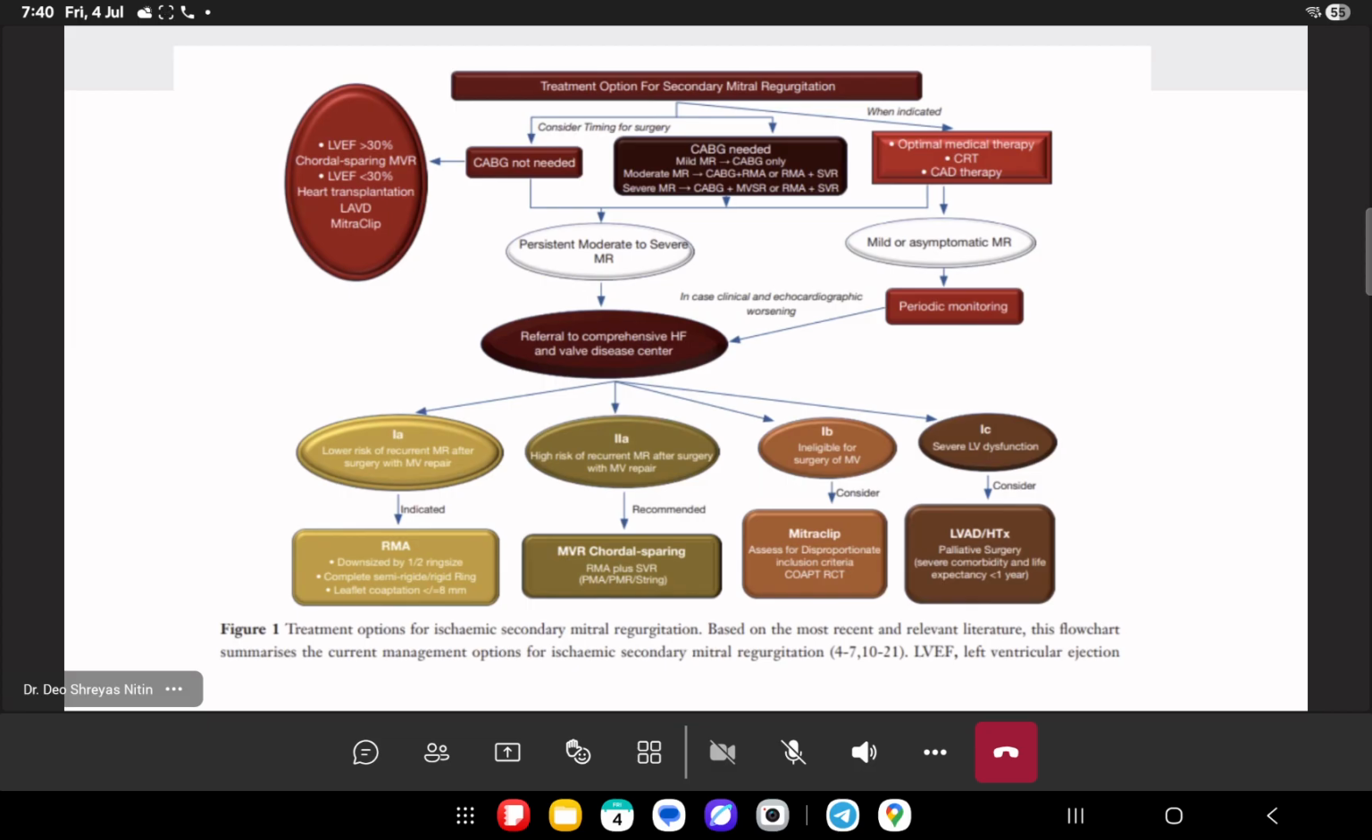So, what are the various treatment options for secondary mitral regurgitation? These can be divided into two parts: those who don't require a CABG, or in which a CABG might be needed. In case of mild MR, usually CABG alone is needed. Moderate MR, CABG plus restrictive mitral annuloplasty or a surgical valve repair might be needed. And severe MR, CABG plus valve repair is needed.